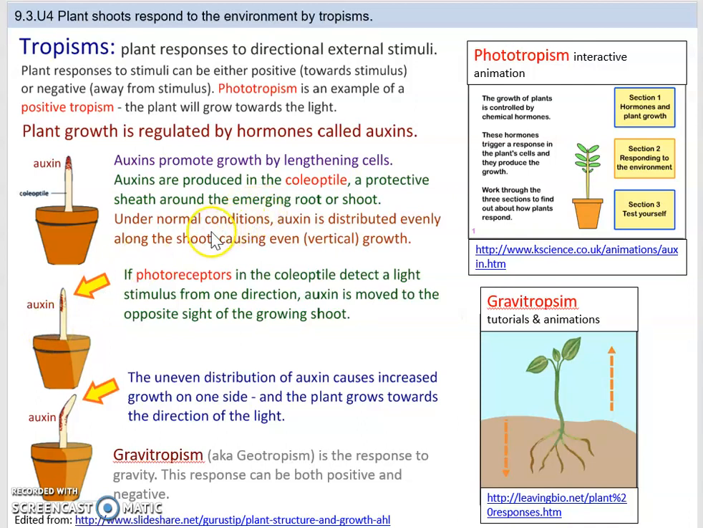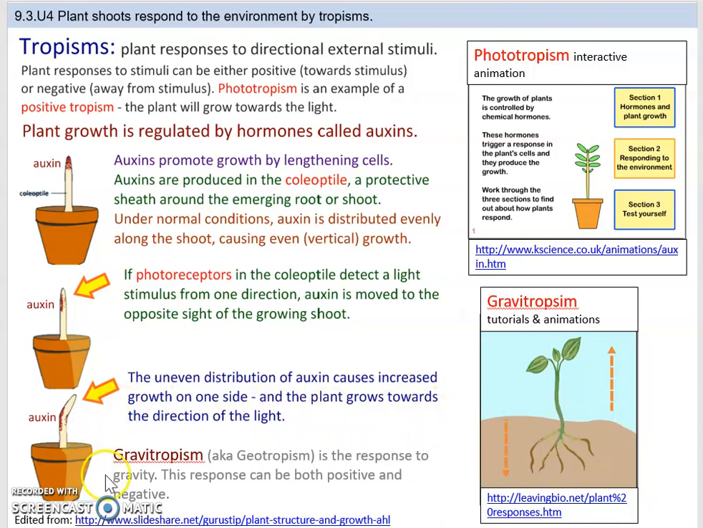So when light comes from one direction, auxin physically moves across the tissue of the meristem, and it causes more growth in the dark side, which allows this elongation effect here and phototropism. We've got positive phototropism, positive because it's growing towards the light, and that's caused by an unequal distribution of auxin. So it's auxin, remember, that is making that cell divide and making the cells undergo elongation.